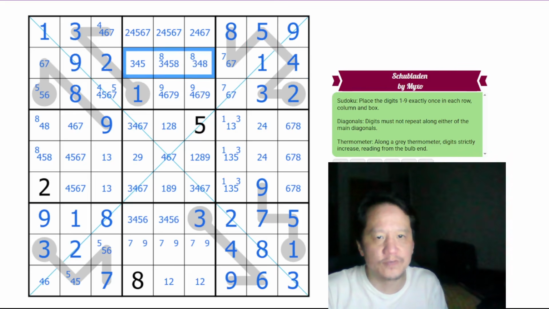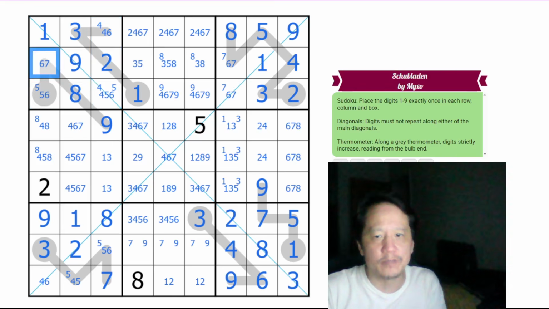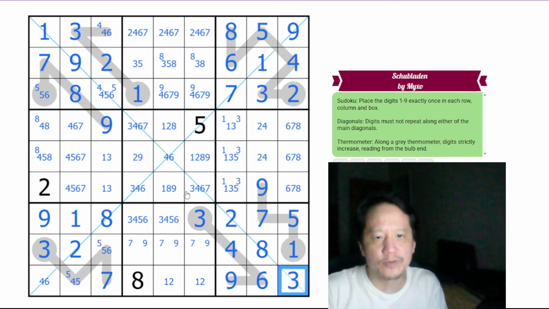That eliminates 4 from being these cells here. We have a 6, 7 pair, 3, 5, 8 triplet, which eliminates 3, 5, 8 in the rest of the box. This 7 eliminates 7 here. Where's a 7 in box 1? It must be here. So that's 7, which makes this 6, which makes that 7. That eliminates 7 in the rest of the diagonal. 3 eliminates 3 in the rest of the negative diagonal.